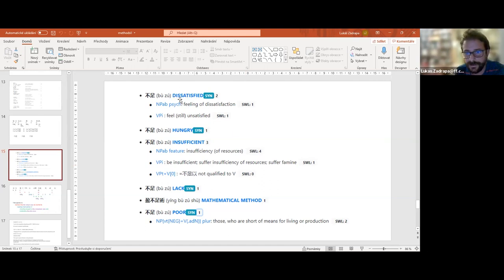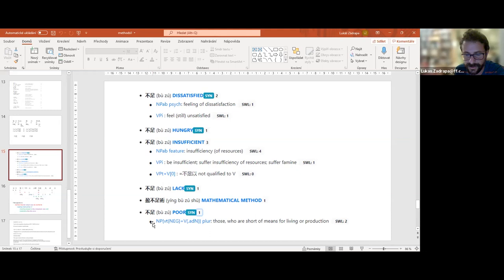For example, it is under the synonym group or concept dissatisfied, insufficient, and poor. But these meanings in fact overlap, and sometimes TLS does not mind overlapping in this sense. And you can see this is categorized as a complex nominal expression, a compound, a psychological compound feeling of dissatisfaction. Again, here we have a compound, so not two words, but a compound, the abstract noun feature insufficiency.